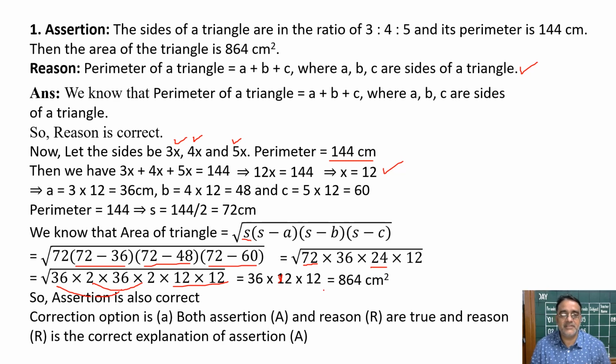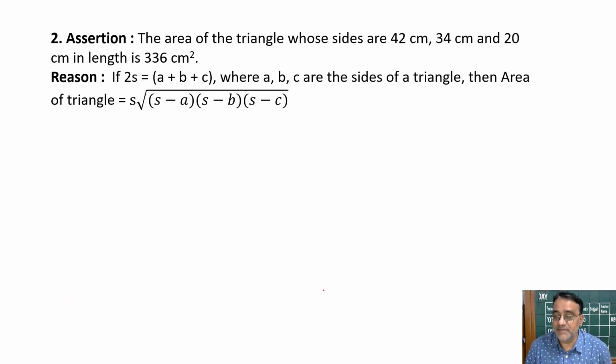Now we are moving toward the second question. Total 15 questions. The area of the triangle whose sides are 42 centimeter, 34 centimeter and 20 centimeter in length is 336 centimeter square. The reason is given: if 2s is equal to a plus b plus c, that is perimeter, where a, b, c are the sides of a triangle, then area of triangle is equal to s into root over s minus a into s minus b into s minus c.